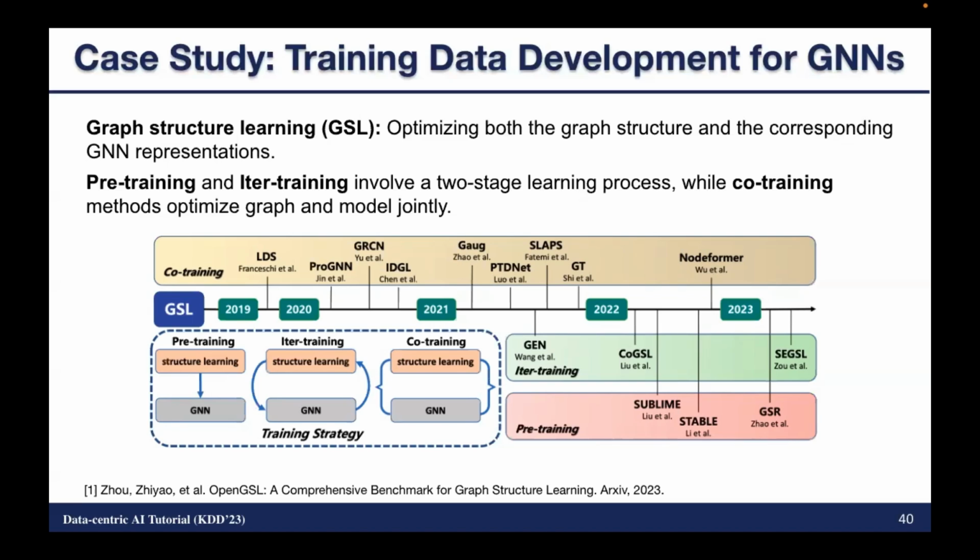This kind of research can generally be divided into three different strategies. The first one is pre-training, which means we first do the structure learning, and then given the learned structure, we train a GNN model. A second strategy is called iter training, or iterative training, which means in each iteration, we alternately update the structure of the graph and update the GNN weights. The third one is co-training, where we just update them together. There is actually a series of work in this direction to learn a better graph structure. In a recent benchmark paper, OpenGSL, a comprehensive benchmark for graph structure learning, this figure lists existing methods for GNN training.